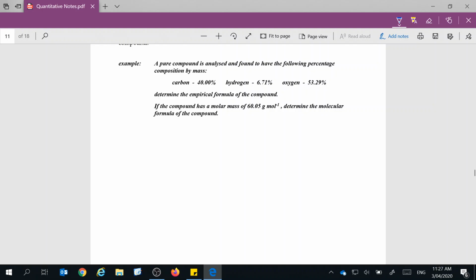So to do empirical formula, we need to set it up. Communication is really, really important here. So we're looking at carbon, hydrogen, and oxygen. And the first thing that we want to look at is what is the mass of 100 grams of the stuff. If you don't put this in, then it shows a lack of understanding and you will lose marks. So the communication is really important in empirical formula questions.